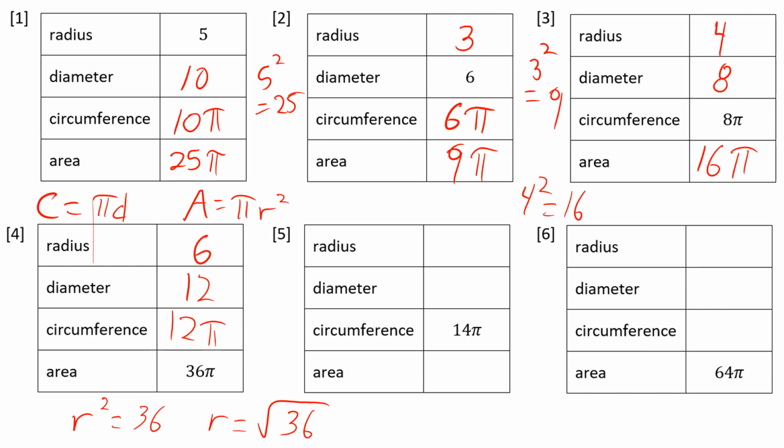If you want to challenge yourselves and try to do number 5 ahead of me, you might want to just pause the video for a moment, try to get the answers for number 5, and then resume the video. Okay, I'm guessing you're back here. If we start with the circumference, that tells me the diameter had to be 14, right? 14 times pi is the circumference.